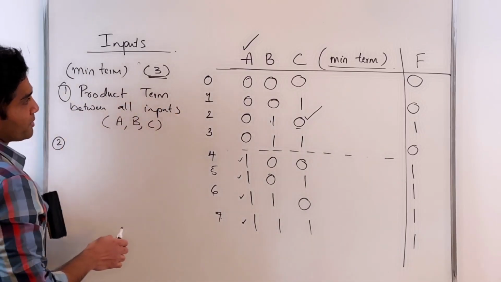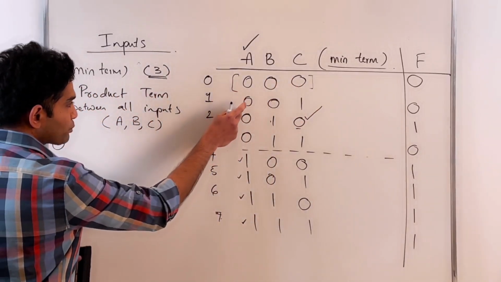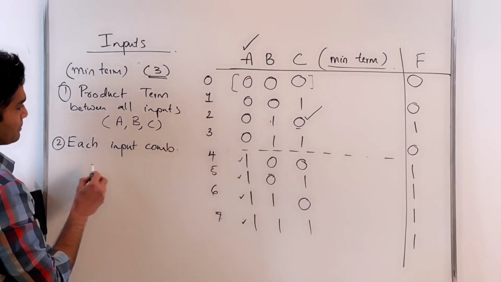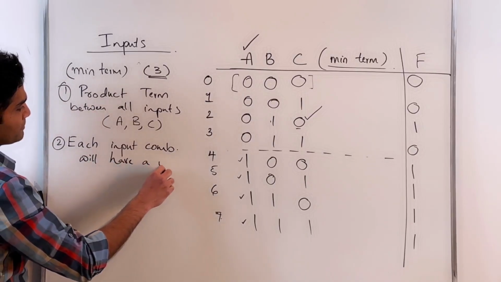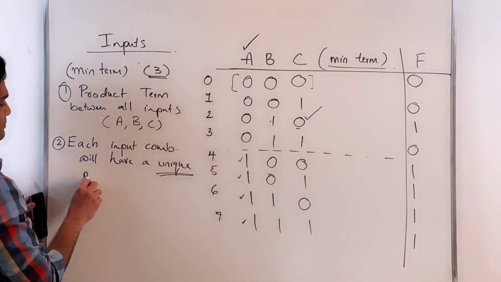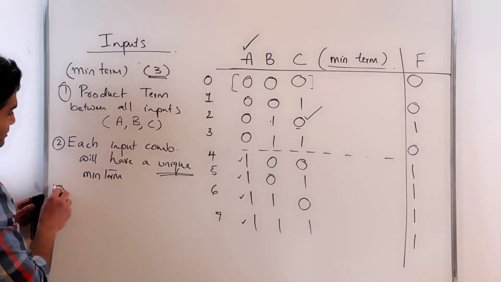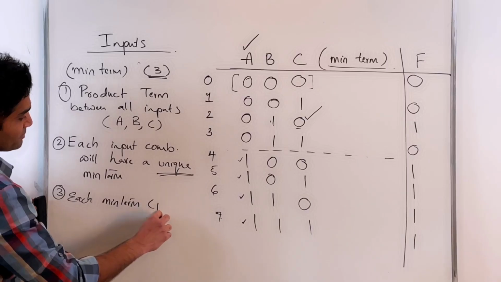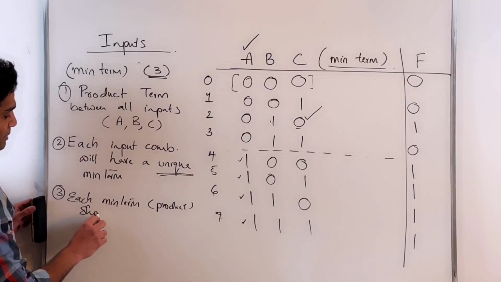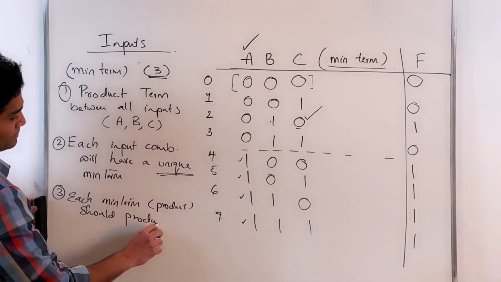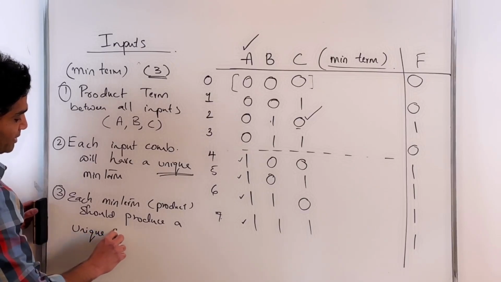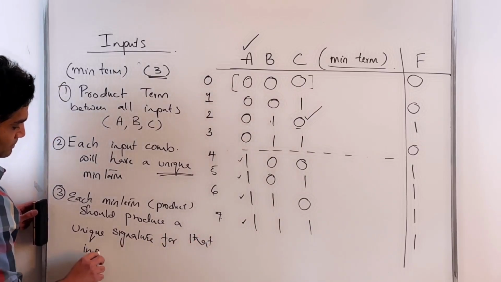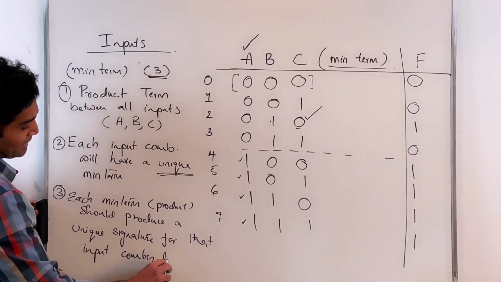Next, the other attribute is that each input combination will have its own minterm. Each input combination will have a unique minterm. A unique minterm. That's important. The third attribute is that each minterm, or the product term in this case, should produce a unique signature for that particular input combination. So these are the three attributes of your minterm.